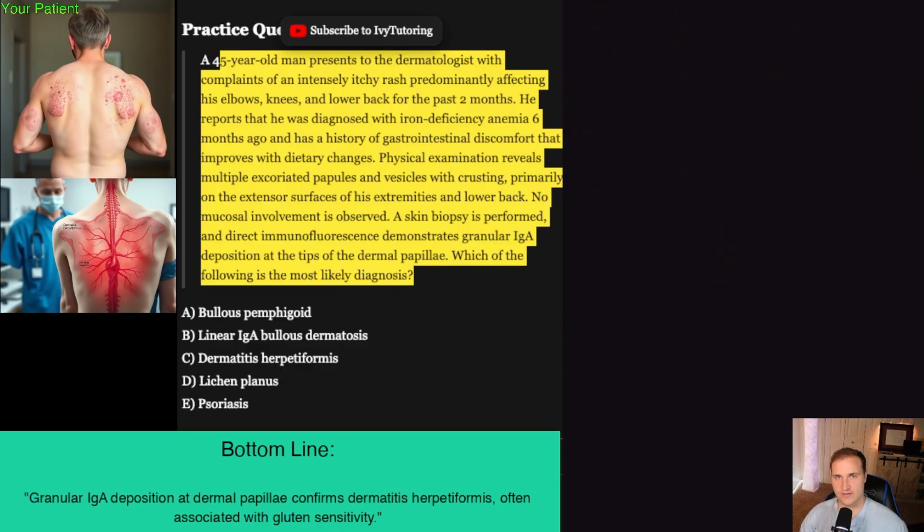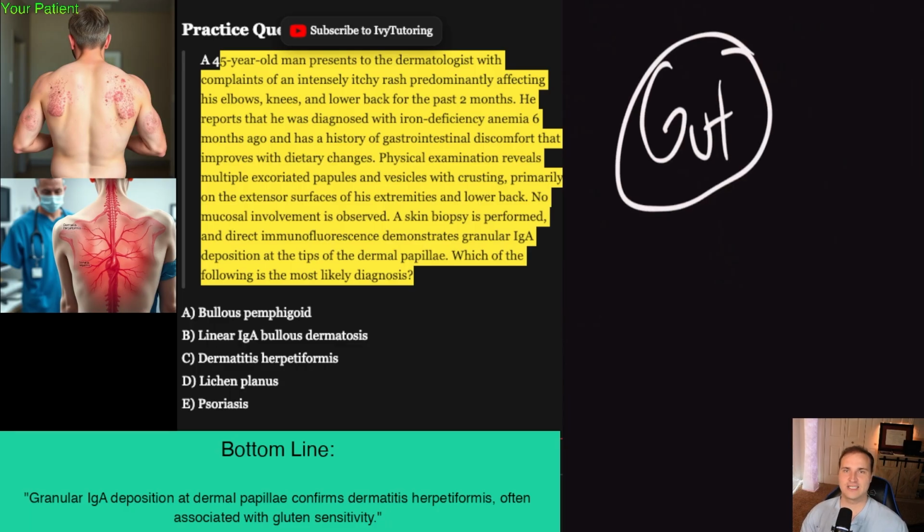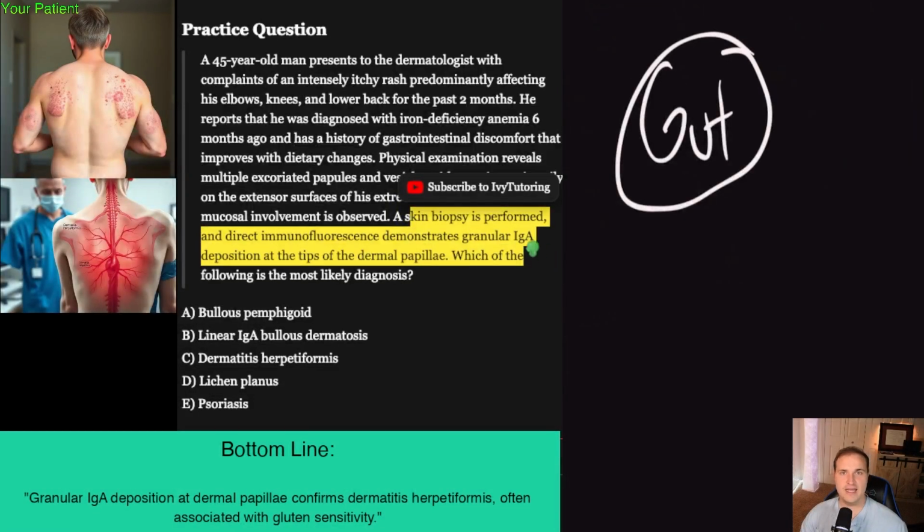Okay, so we have the itchy elbows and the knees. And so here we should actually think about the gut. So he's got a rash that keeps him up at night. It's itchy, vesicular, and the extensor surfaces is where it's located. He also has iron deficiency anemia and other gut symptoms. And skin biopsy shows the IgA, the granular deposits there in the dermal papillae.